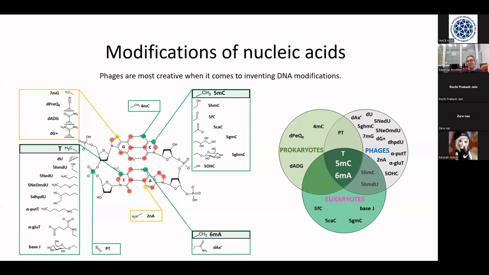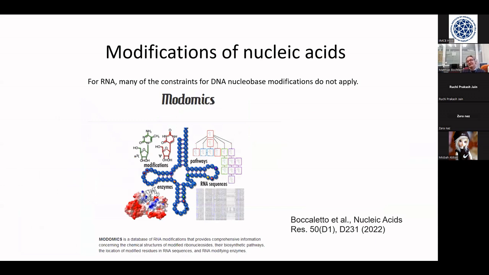But then what you put on there, you really have a lot of freedom in what you do, and phages use it to the full. Now, when you think about modifications in nucleic acids that are RNA, a lot of the arguments for what constrains them go away. So in RNA, actually, there's no issue with replicating the RNA again.